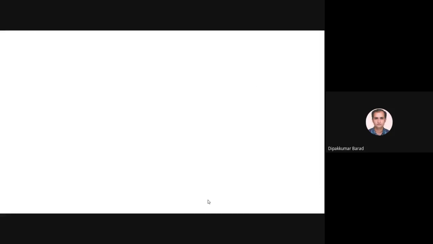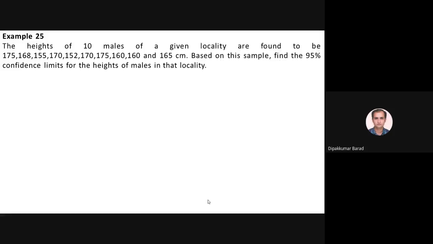So now we move to example number 25. The heights of 10 males of a given locality are found to be 175, 168, 155, 170, 152, 170, 175, 160, 160, and 165 centimeters. Based on this sample, find the 95% confidence limit of the height of the males.